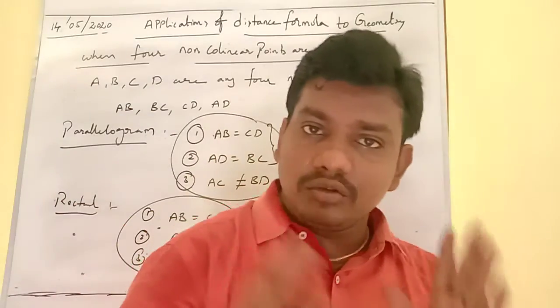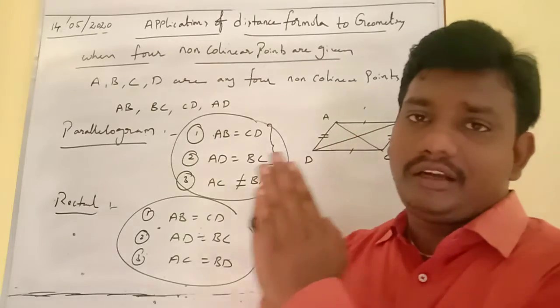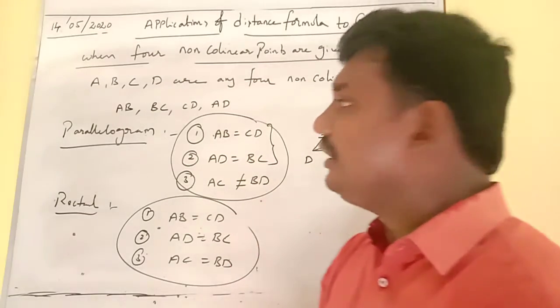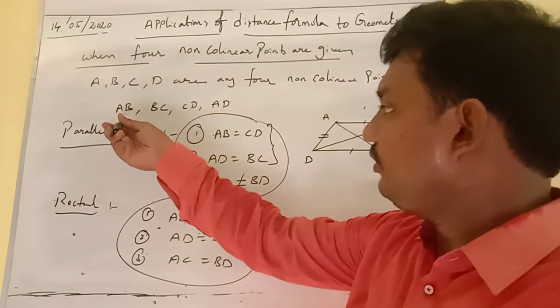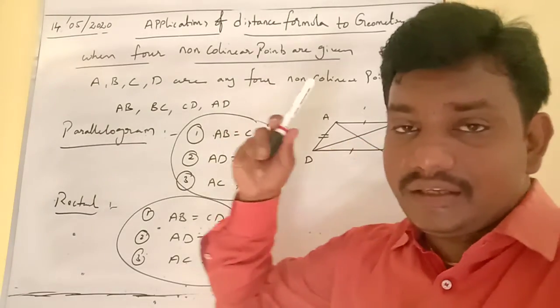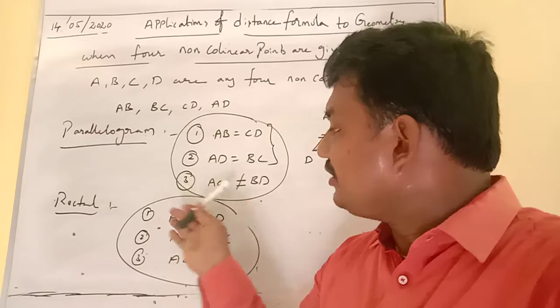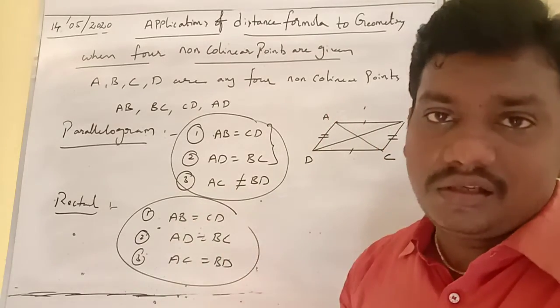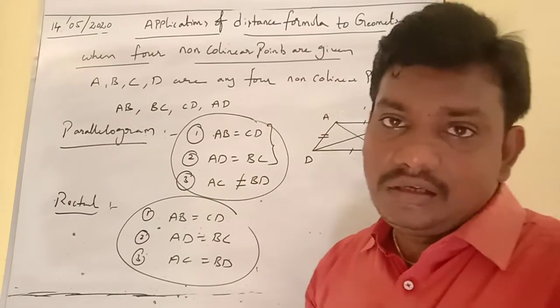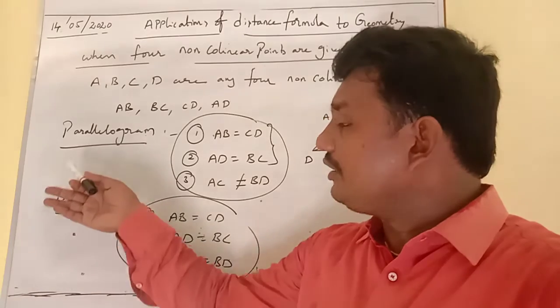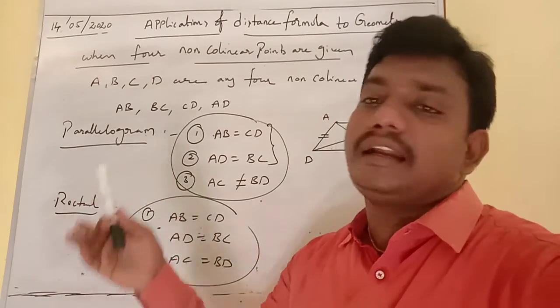That means whenever a quadrilateral is given, we have to find all the 4 sides. If it is a special quadrilateral, we must find the diagonals also. We must find the diagonals for special types of quadrilaterals, such as the parallelogram and rectangle.